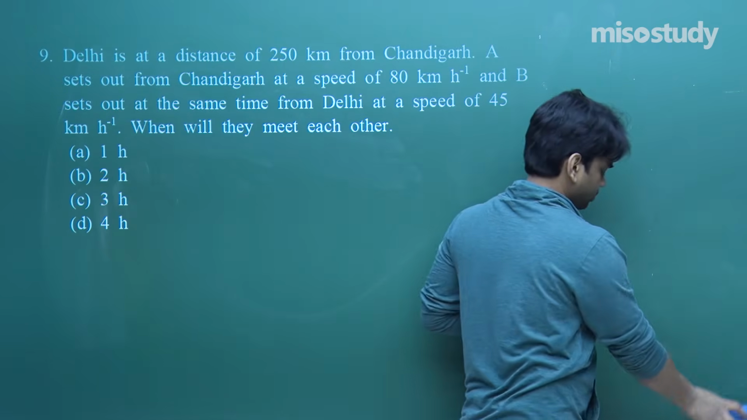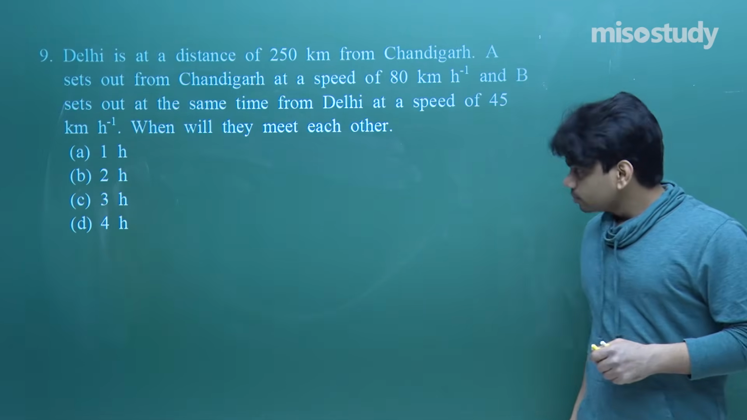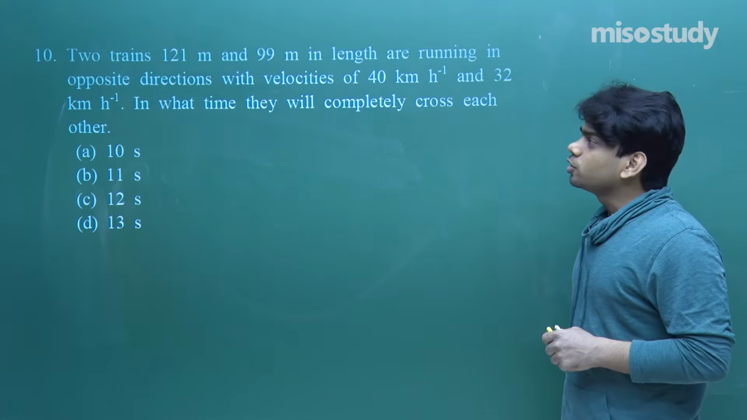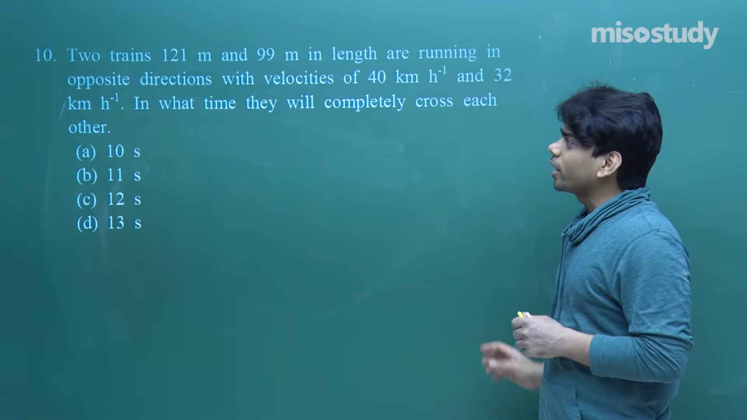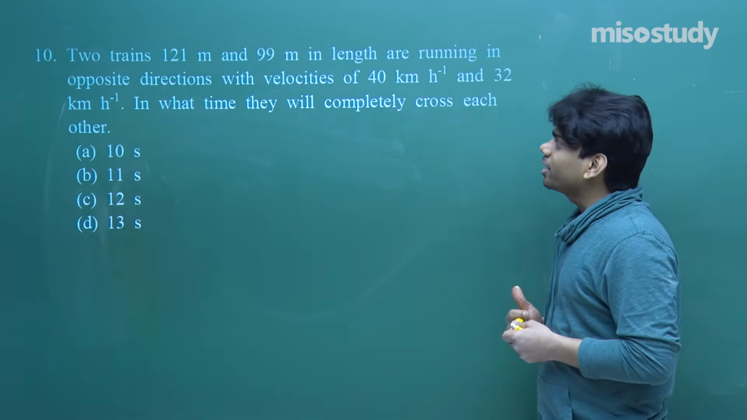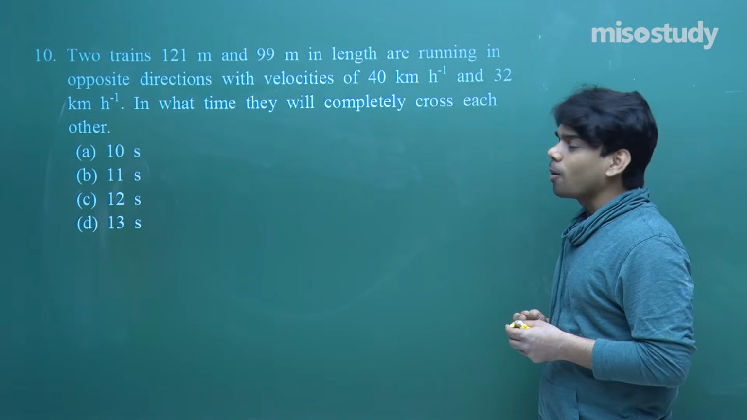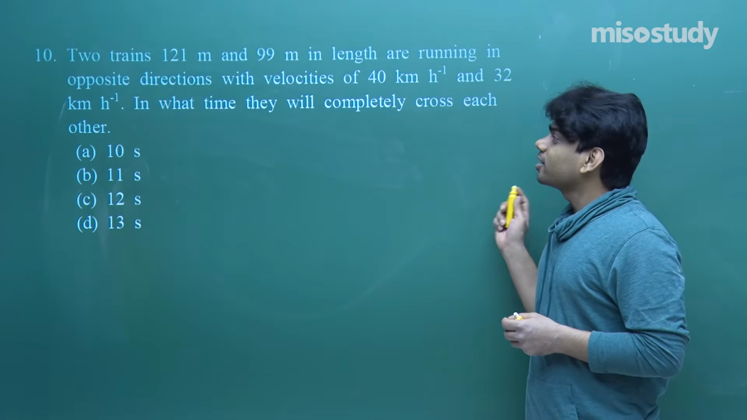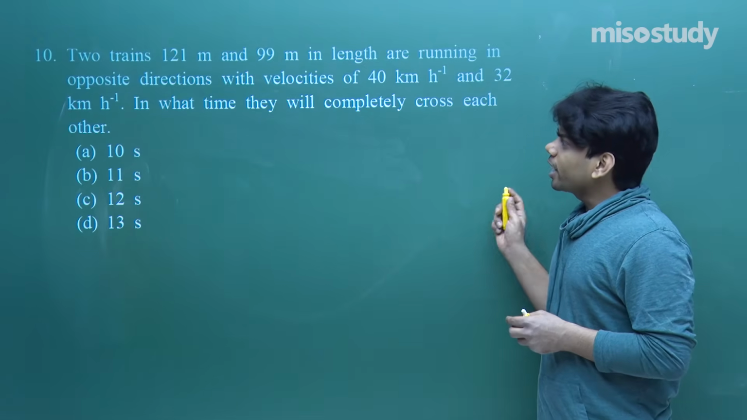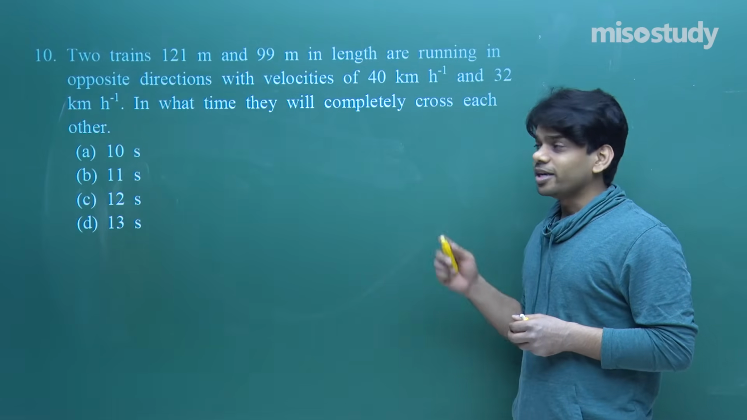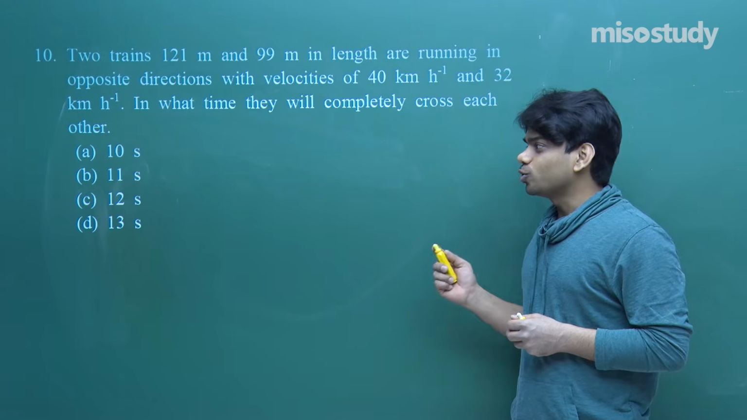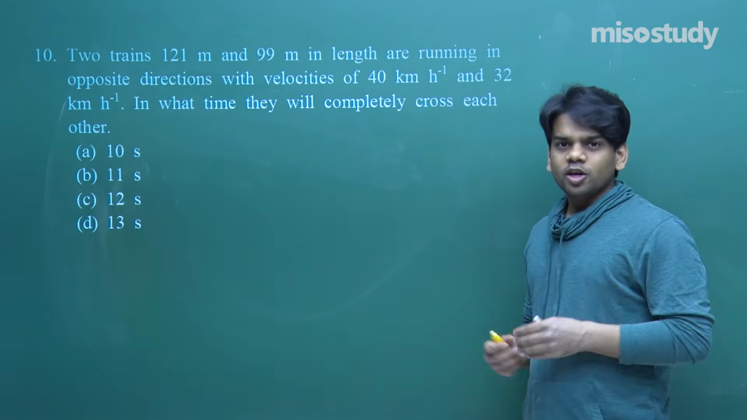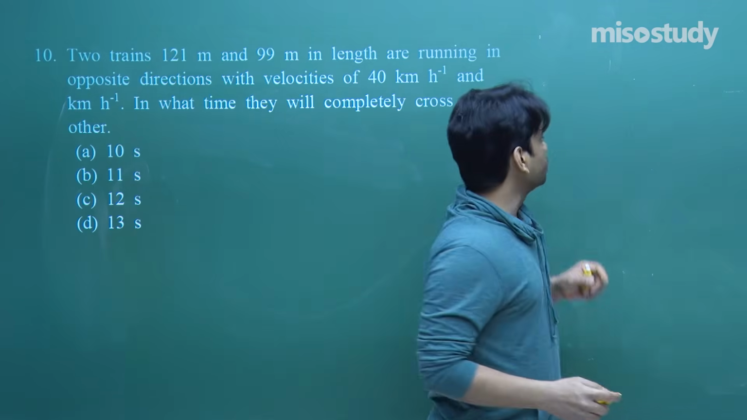Next one, we have 10th one. Two trains 121 meter and 99 meter in length are running in opposite directions with velocities of 40 km per hour and 32 km per hour. In what time they will completely cross each other? A 10 seconds, B 11 seconds, C 12 seconds, D 13 seconds. Let's check. Two trains are running opposite to each other.